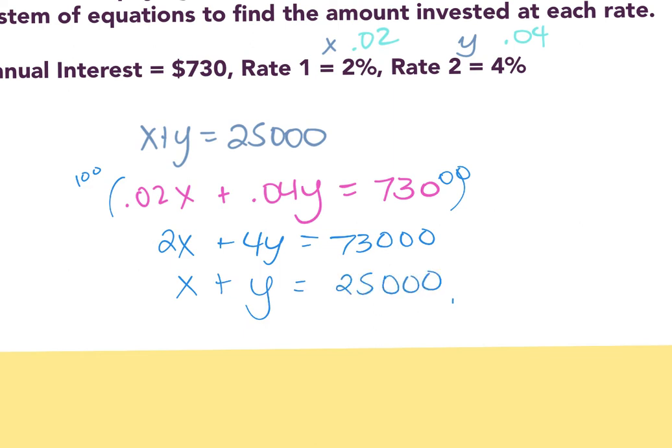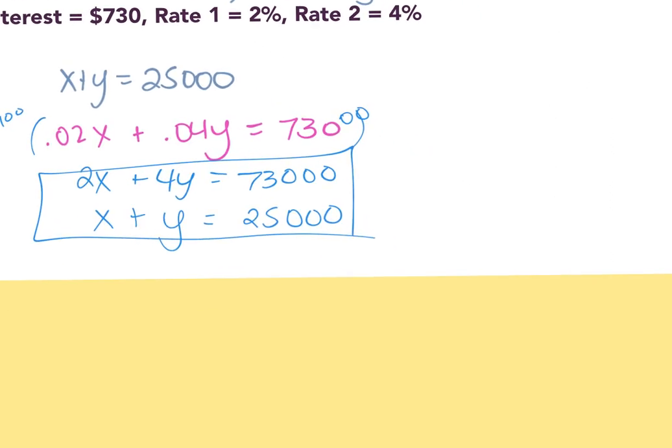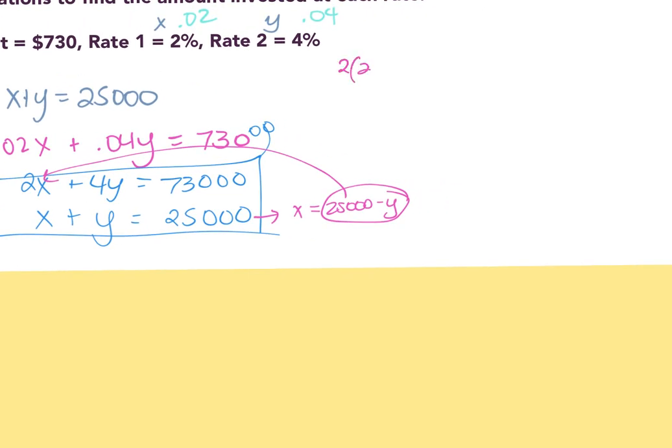And then I end up with this system. I would say, again, we're practicing substitution or graphing. I would have picked substitution here. X would equal 25,000 minus y. Take that, plug it back in. So 2 times 25,000 minus y plus 4y equals 730.